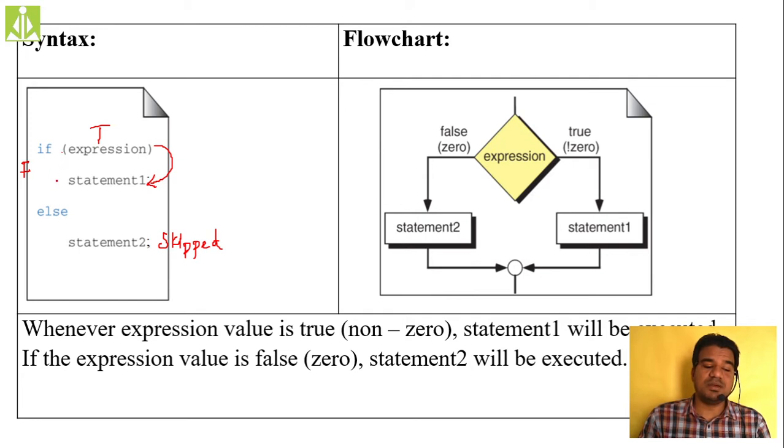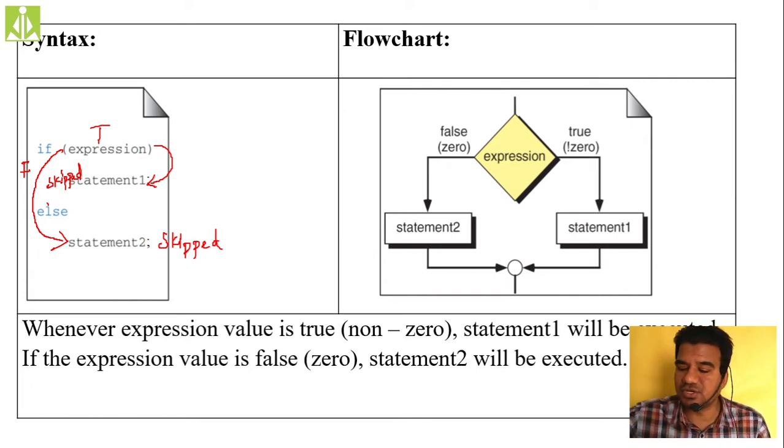The if statement will be skipped. In case of false, only the else part will be evaluated. This one will be evaluated and this one will be skipped. Remember it like this: on this side I have written what happens in case of false, and on this side what happens in case of true.